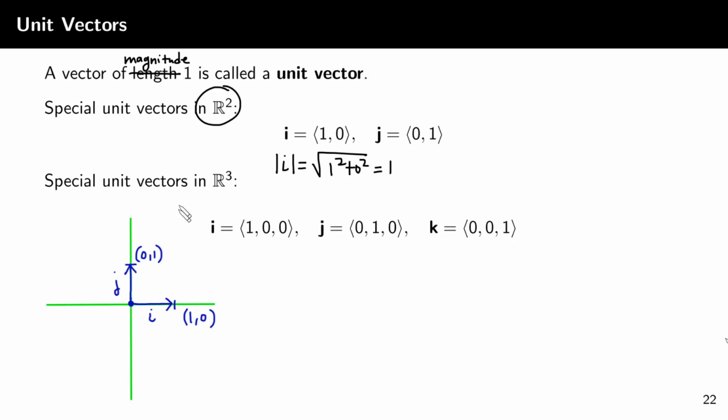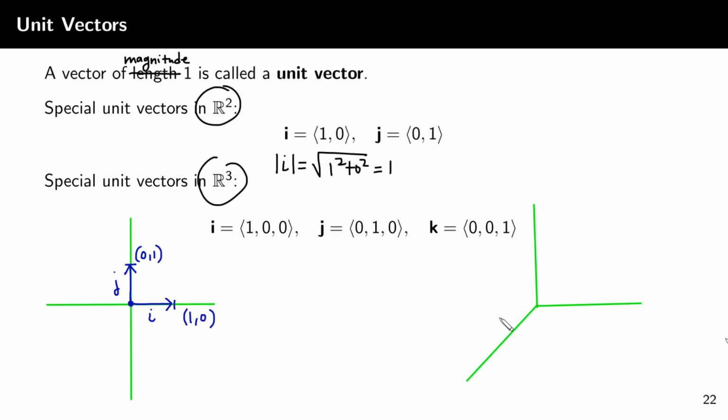So, for the special unit vectors in R3 naman, we have I, J, K. Okay. So, I has components 1, 0, 0. J has components 0, 1, 0. And K has components 0, 0, 1. Okay. So, let me draw the x, y, and z axis. So, ito yung z. Ito yung y. Yung positive sides lang yung dinadrawing ko. Ito naman yung x.